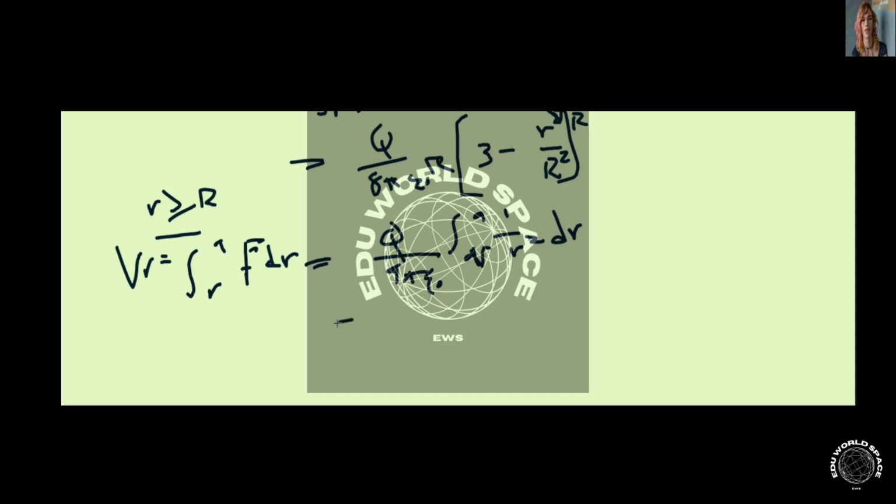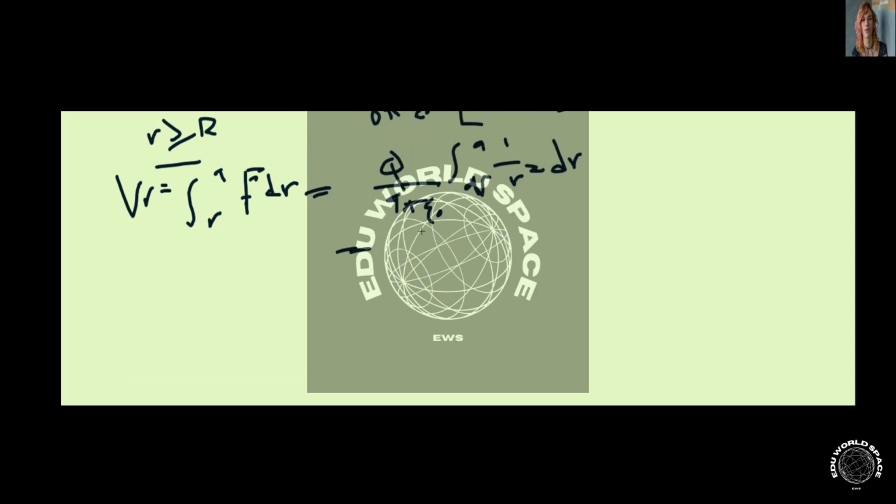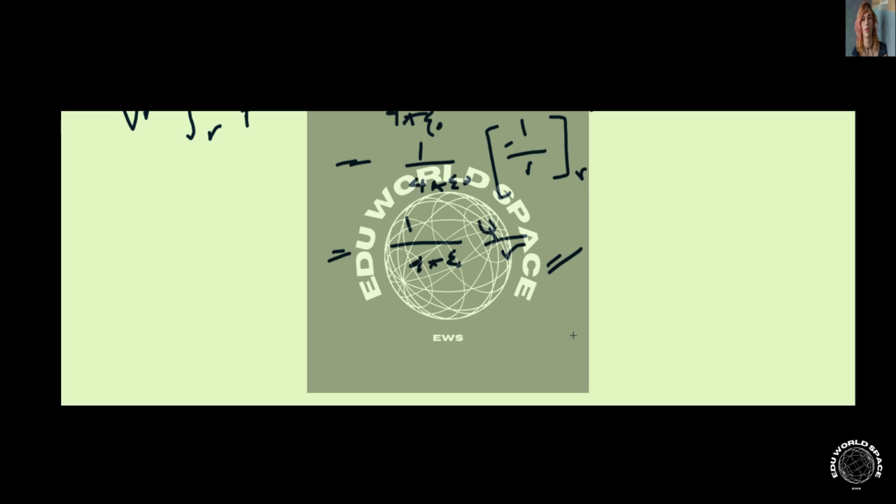So now if we integrate this, we're going to get that it's equal to 1 over 4 pi times permittivity of free space times negative 1 over r, with the limits of r and a. So now if you substitute those in, we're going to get that it's 1 over 4 pi times the permittivity of free space and Q over r. And so that's the potential outside the sphere.